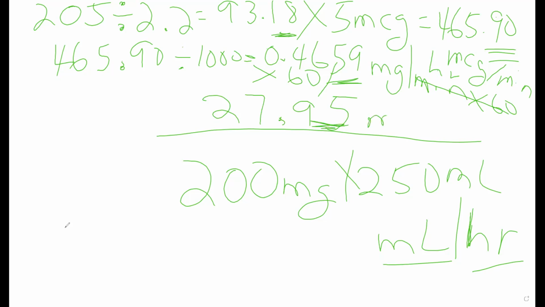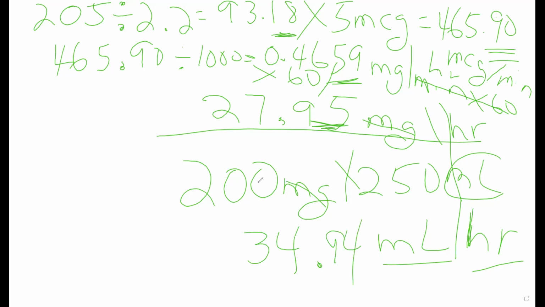And now this is milligrams per hour. Okay. So now our milligrams crosses out and we'll be left with mLs per hour here. So now you just got to take that 27.95, whatever it is, divided by what you have on hand. So divided by 200 and then times your 250. That should give you 34.954.